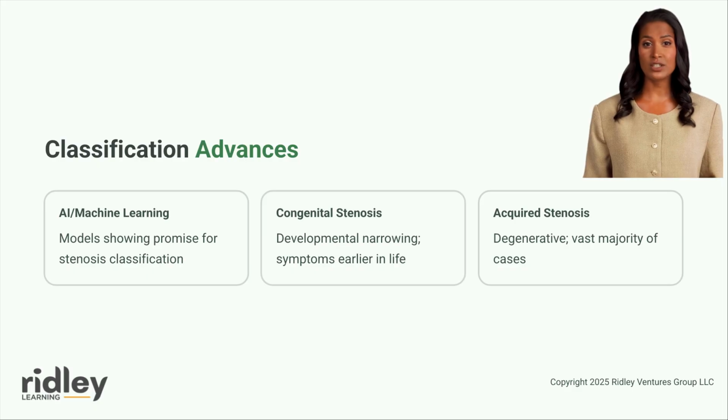Congenital stenosis should be suspected in patients who develop symptomatic stenosis at relatively young ages, particularly before the 5th decade of life. Achondroplasia represents the most severe form of congenital stenosis, with affected individuals often developing symptomatic stenosis in early adulthood.